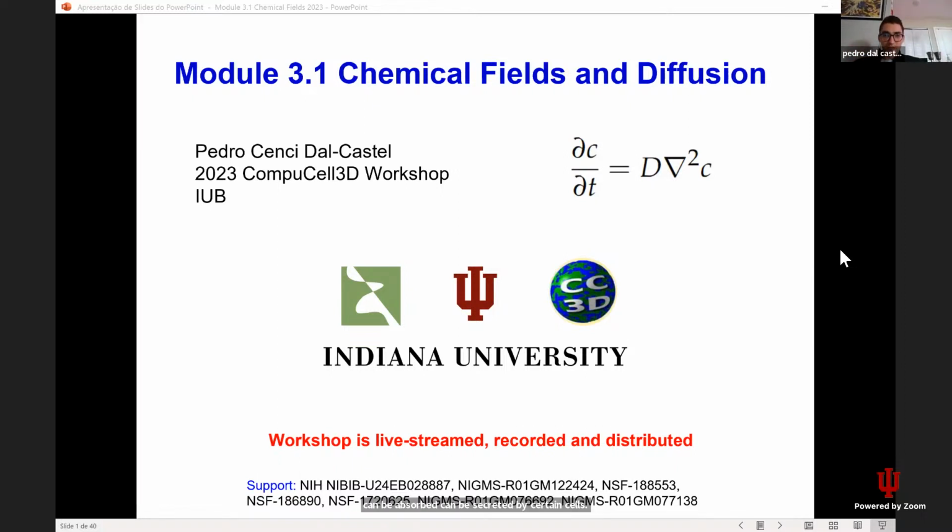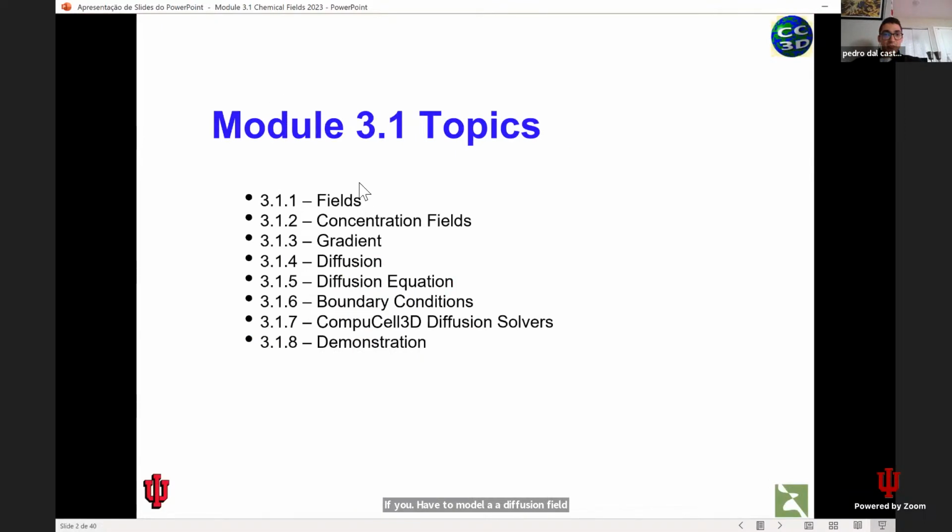So all these behaviors and interactions are extremely powerful here in CompuCell, and you may want to implement them in your simulation if you have to model a diffusive field. So our topics are fields, concentration, gradient, diffusion, the diffusion equation, the boundary conditions for the diffusion equation, in CompuCell 3D, how it's implemented, and I will demonstrate it for you guys using the CompuCell 3D implementation of diffusion fields.